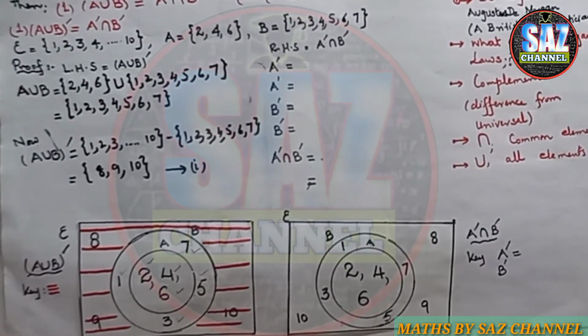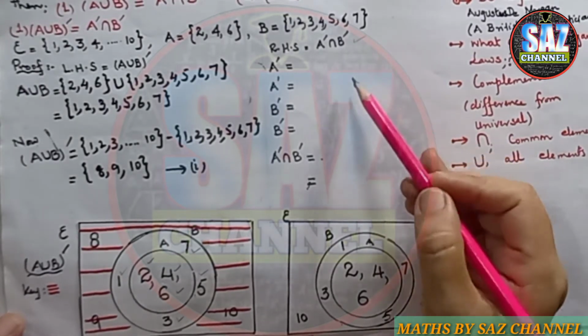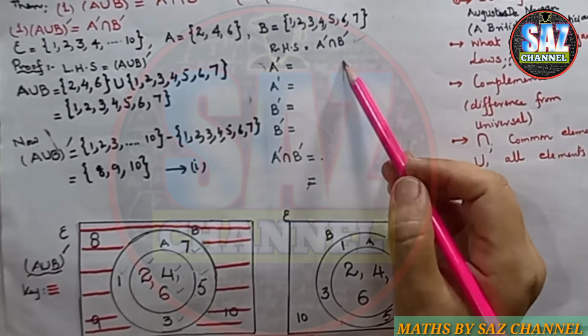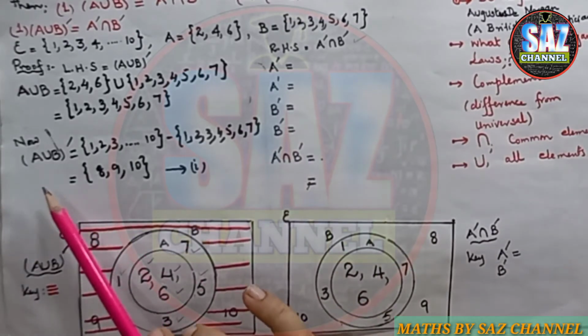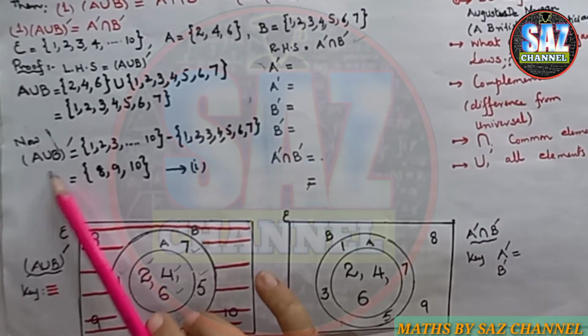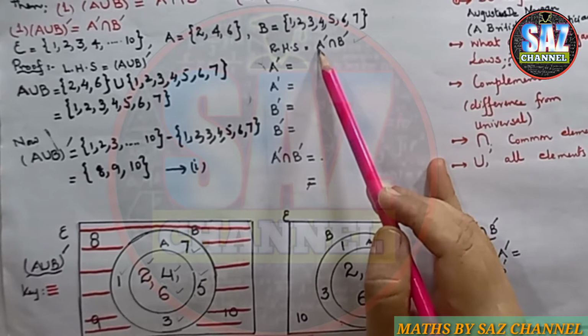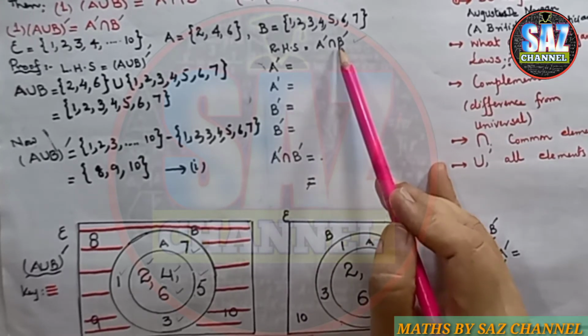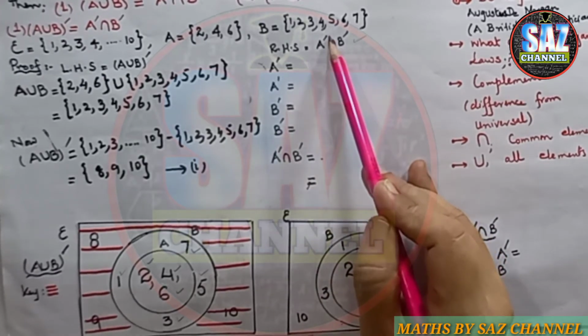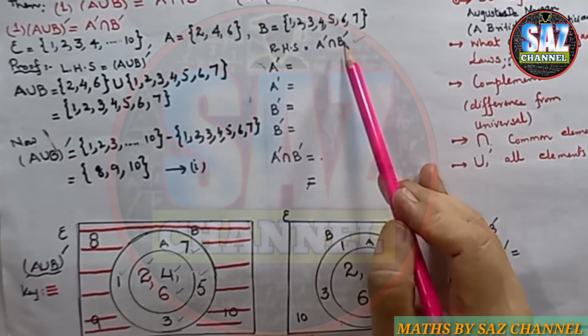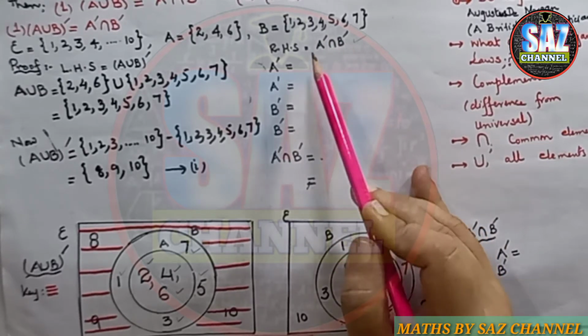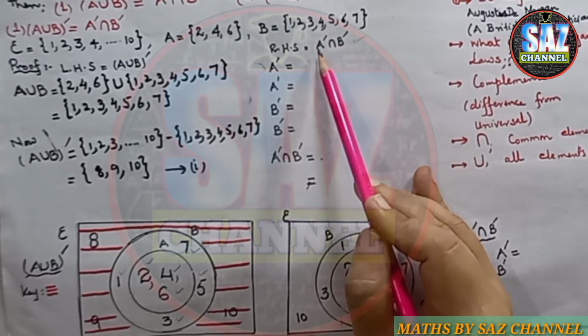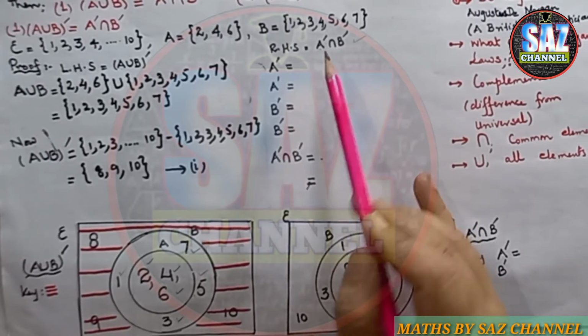Let's move to the right hand side of the equation and see whether the answer for this side comes the same as (A union B) whole complement, that is the left hand side. Now, if we look at the condition, A complement intersection B complement, it means first of all I have to take the complement of A. That means I have to take away set A from universal.